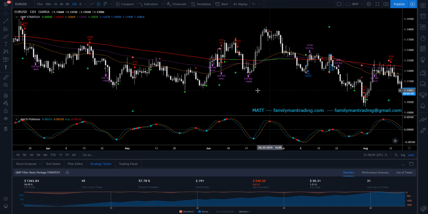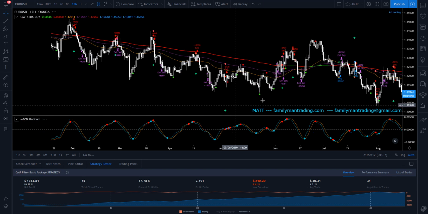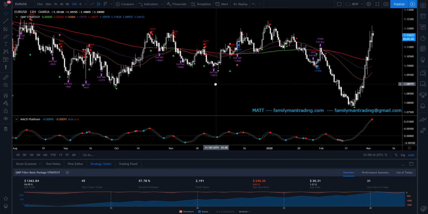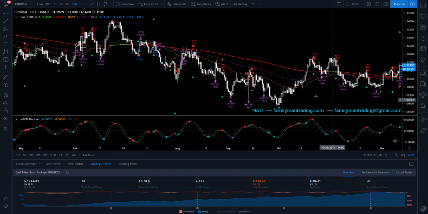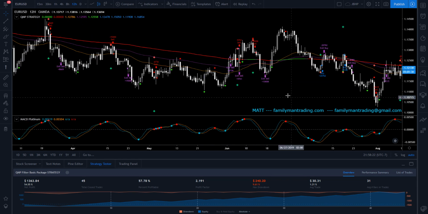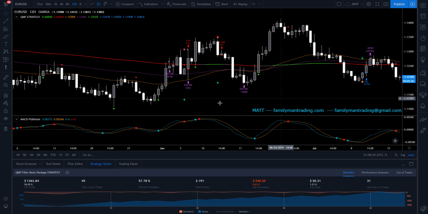The MA QMP. Again, the MAs have to be stacked up, so the moving averages have to be stacked the appropriate way, but we don't care about the MACD Platinum. We don't care whatsoever what it looks like. We're totally disregarding it. Let's see if I can find an example here for you. Looks like we'll probably get something in here.